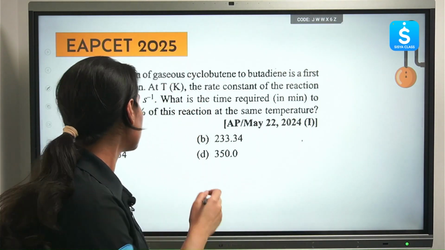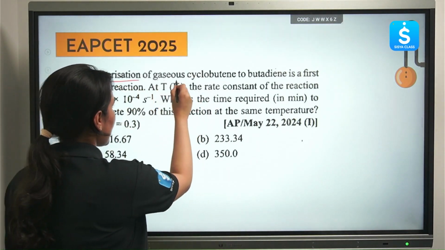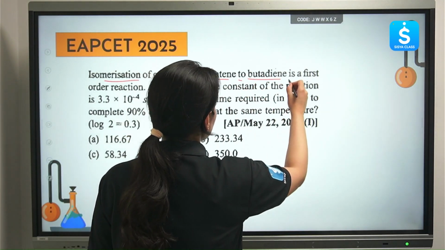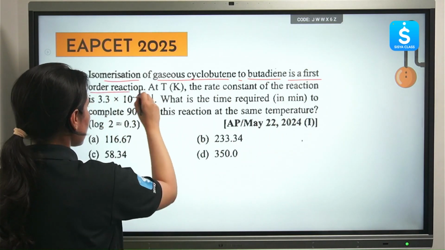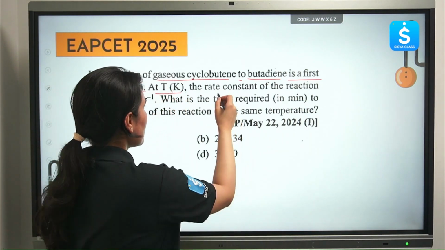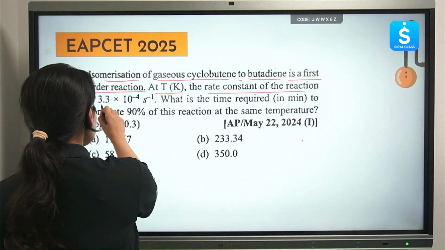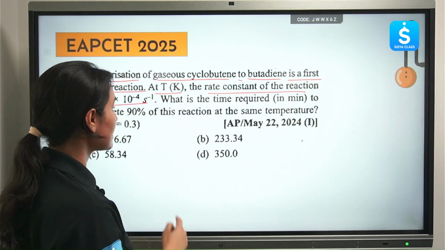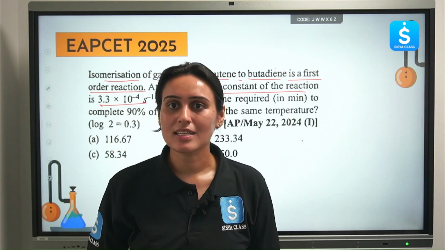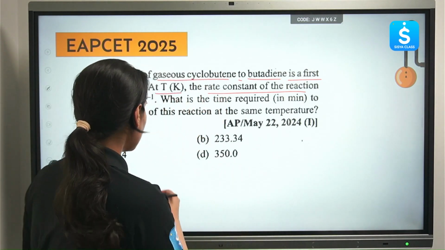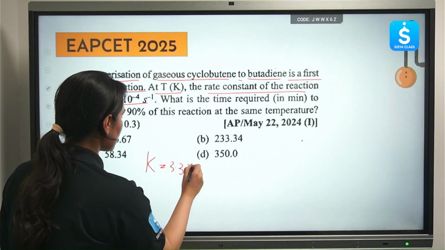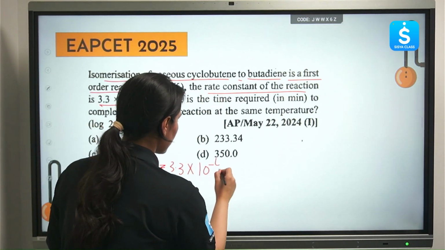Okay, read. Isomerization of gaseous cyclobutene to butadiene is a first order reaction. At T Kelvin temperature, the rate constant of the reaction is this much. Okay, rate constant is given to us. Whatever information you read in the question, write it down. So rate constant is given, write it: 3.3 into 10 raised to power minus 4 per second.